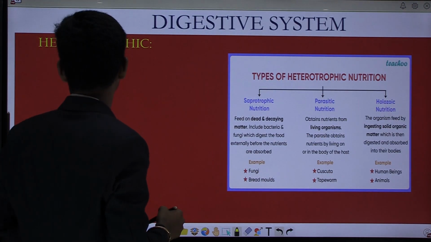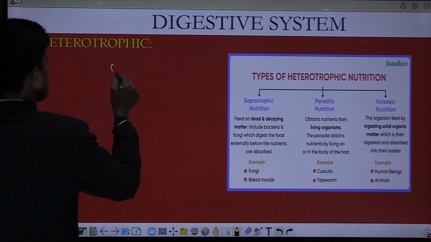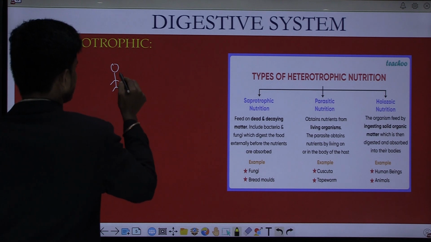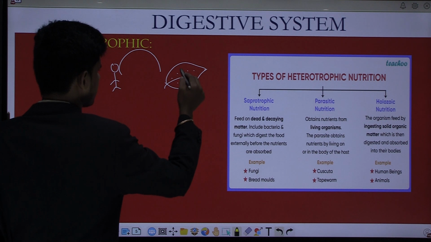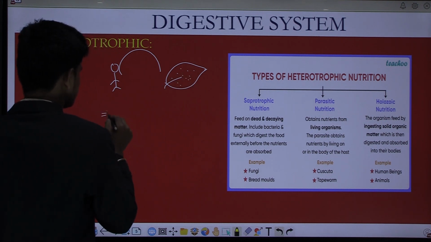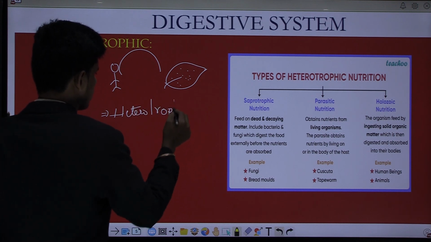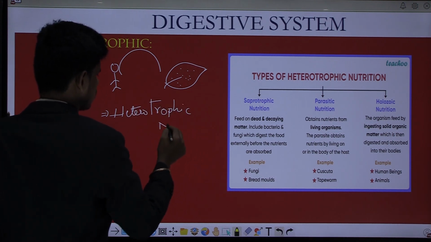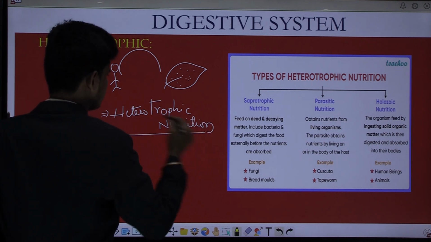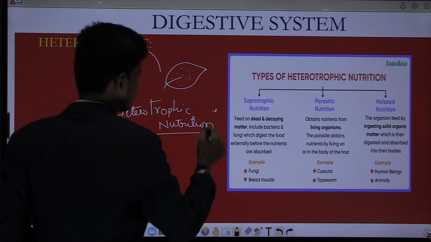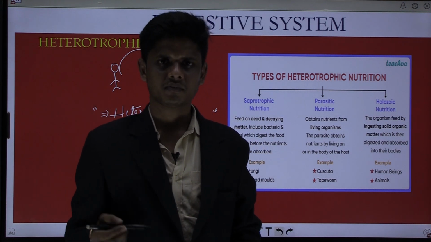The next thing is heterotrophic nutrition. Heterotrophic nutrition means those organisms which depend on other organisms for survival and for food. This type of nutrition is called heterotrophic nutrition. In heterotrophic nutrition, these organisms depend on other organisms for their survival.